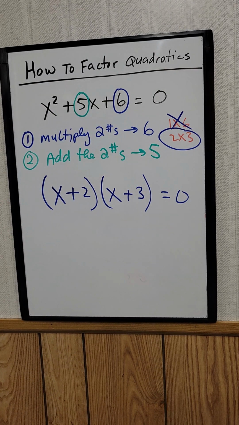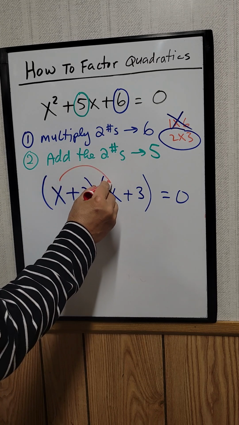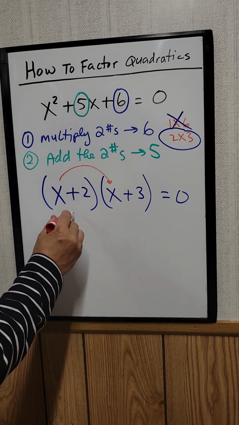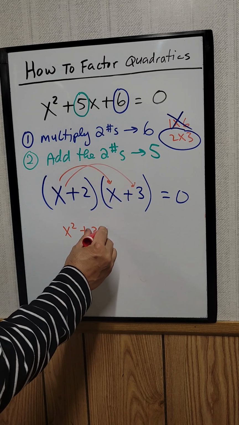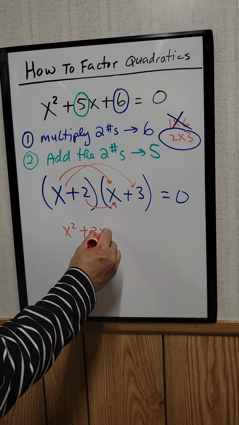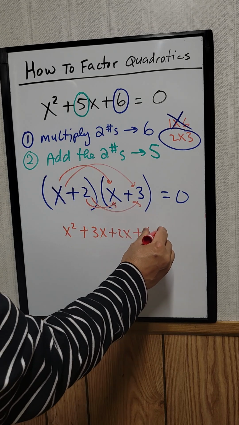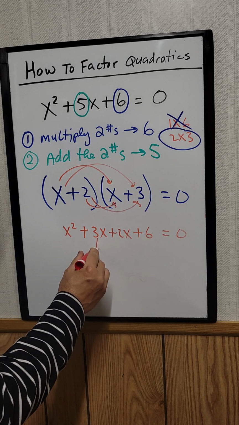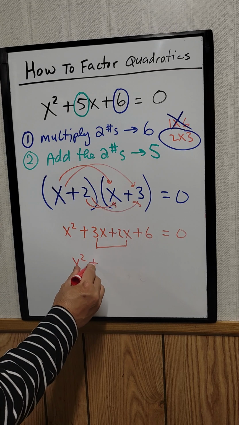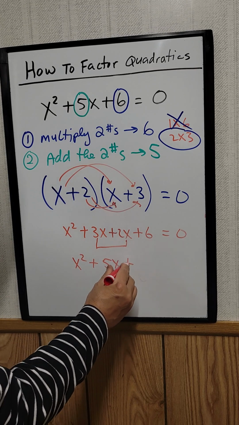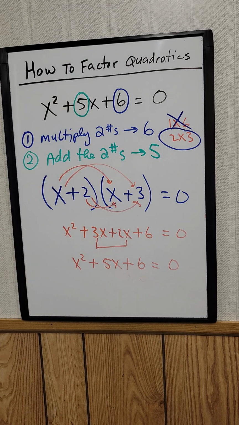And now if you want to check the answer, all we need to do is use the FOIL method. We can say that x times x will be x squared, x times 3 will be plus 3x, 2 times x will be plus 2x, 2 times 3 will be plus 6 equal to 0, and then add like terms. You add these two up, so x squared plus 5x plus 6 equal to 0. So it checks out. We get back the original quadratic equation.